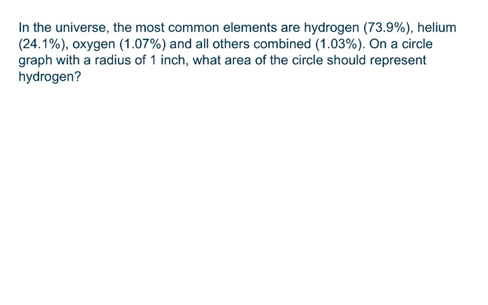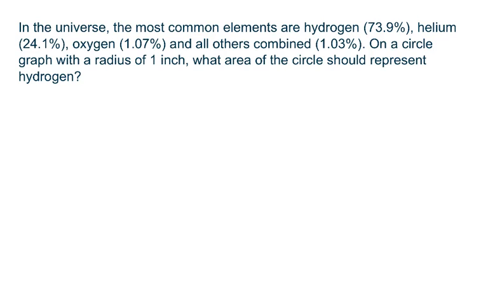Got one example here for you for the area of a sector, and then that'll be the end of the video. So in the universe, the most common elements are hydrogen at 73.9%, helium at 24.1%, oxygen at 1.07%, and all the others combined at 1.03%. On a circle graph with a radius of 1 inch, what area of the circle should represent hydrogen?